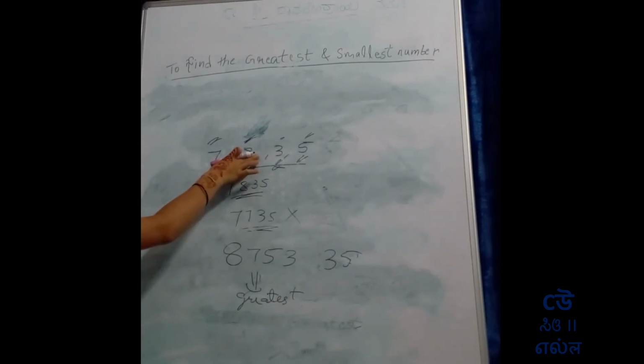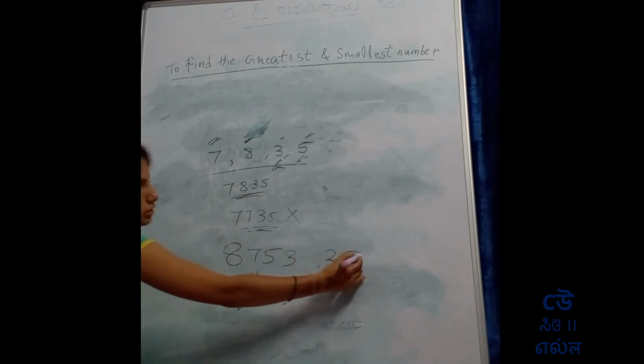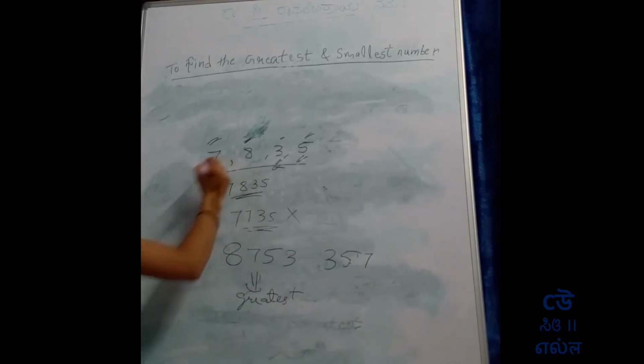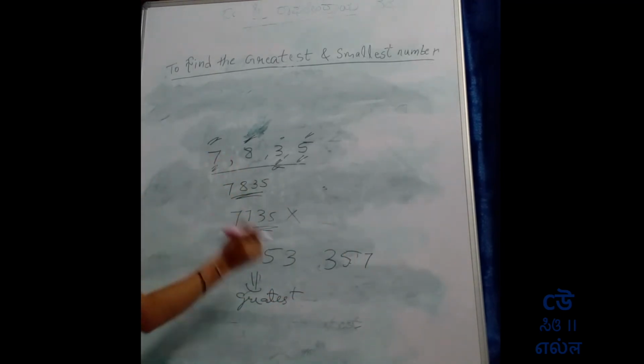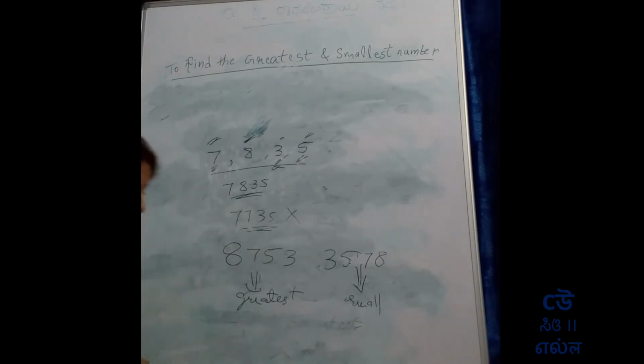So remaining is these 2. Which is the smallest among these 2? 7. 7 is the smallest number. This is also done. The remaining is 8. Meaning the number of digits.